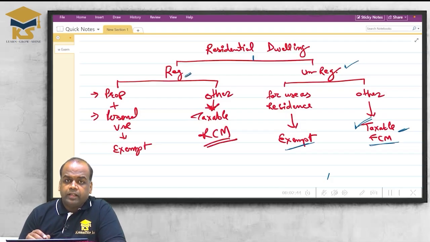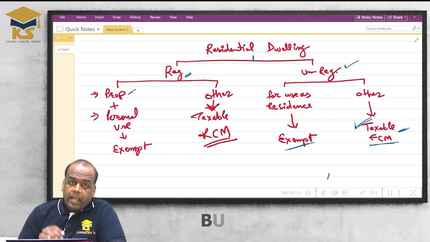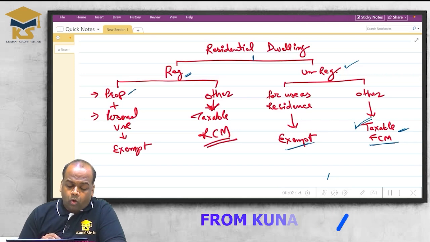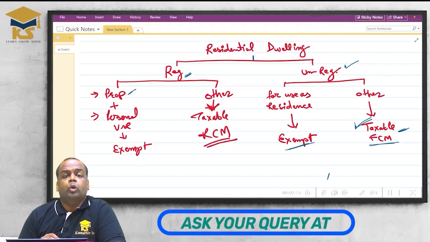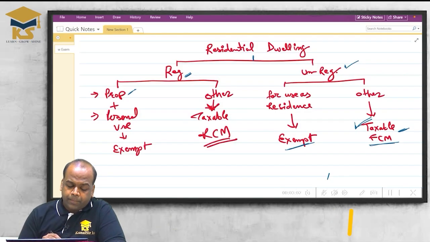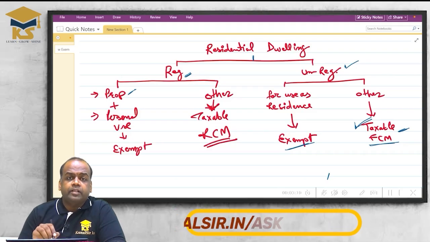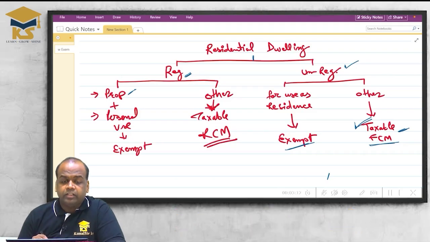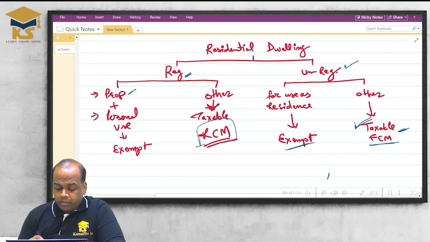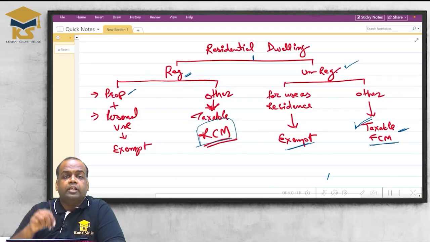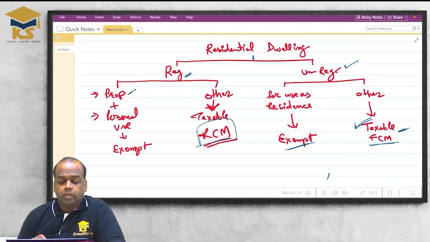Now, if residential dwelling is given to a registered person, then we have to check whether the registered person is a proprietor. Okay, sir, the registered person is a proprietor and the property is taken on rent only for the purpose of personal use, not for business use, in the personal capacity. So, for personal use in personal capacity, then it is exempt. If residential dwelling is given to a registered person, to a firm, for residence of partner, it is taxable. And who has to pay tax? Here, the person who is taking on rent has to pay tax on RCM basis.